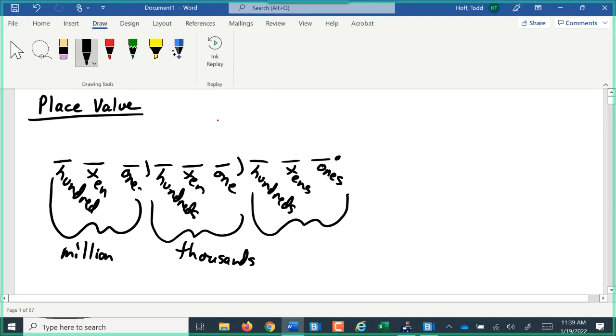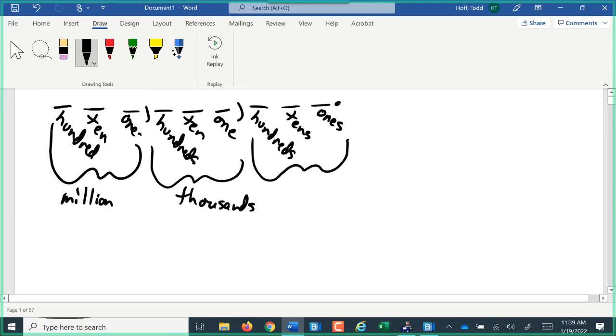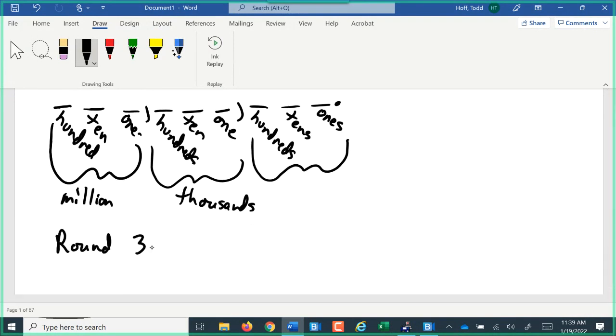I'm not going to insult you by going through how to name each place value, but it is important, for several reasons, that we know what those place values are and that we can identify digits in those place values. One of the reasons it's important is I might ask you to do something like this. Round 3,784 to the nearest 100.